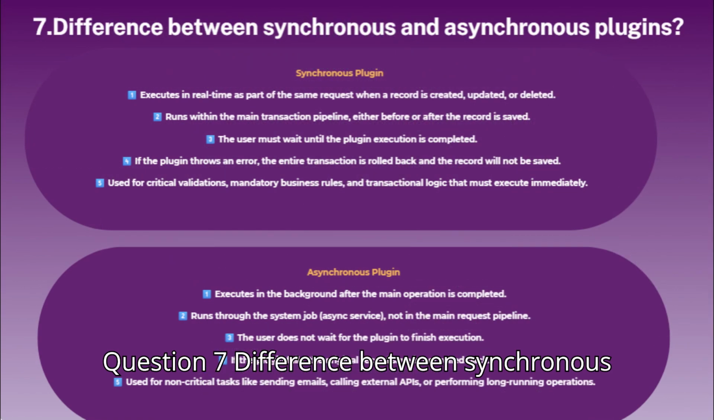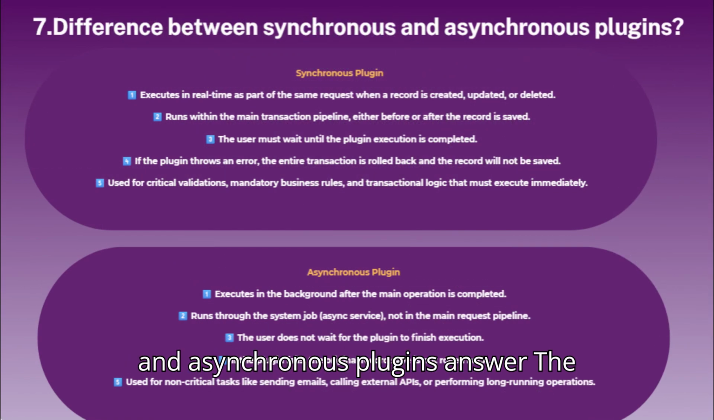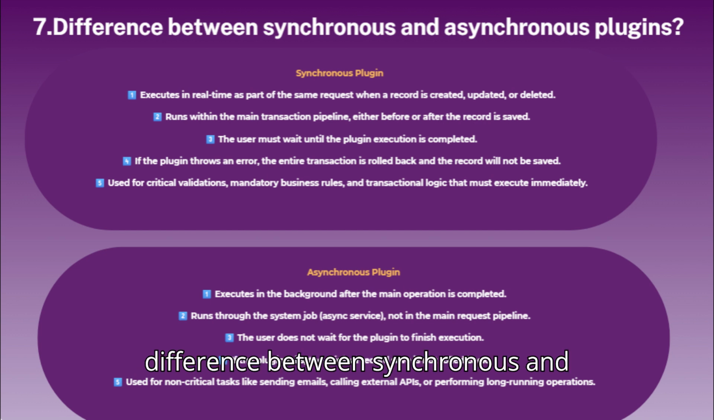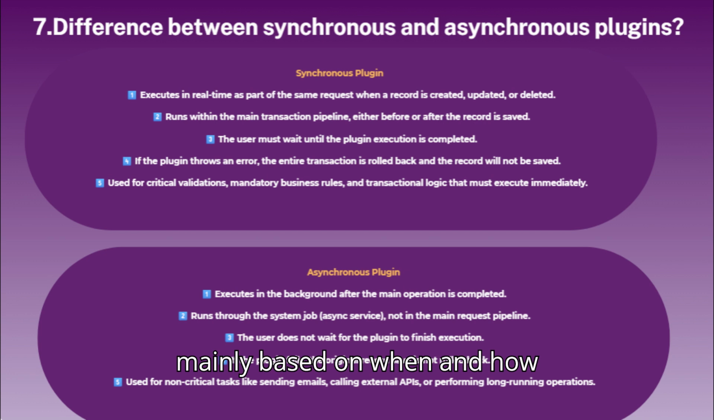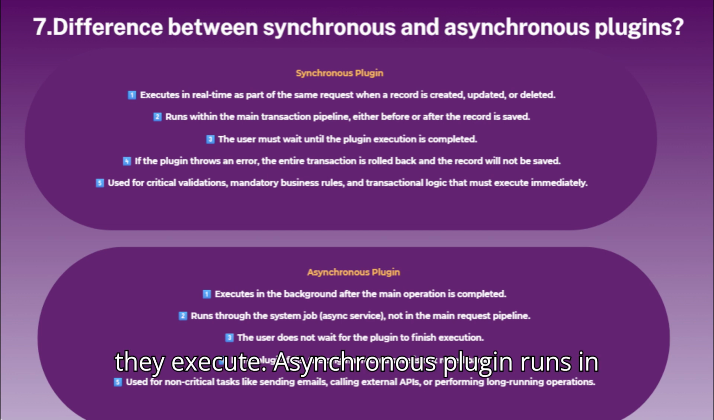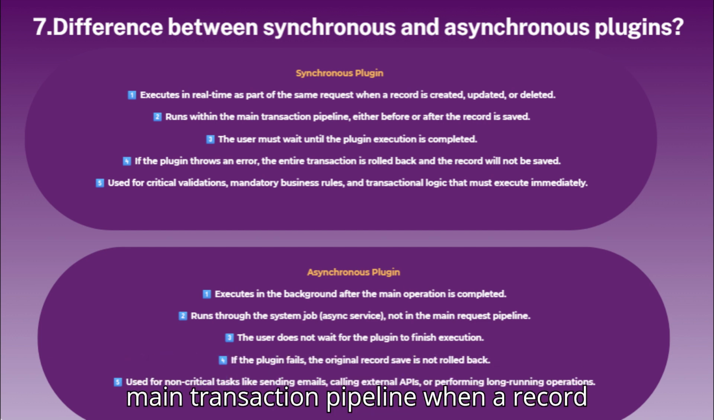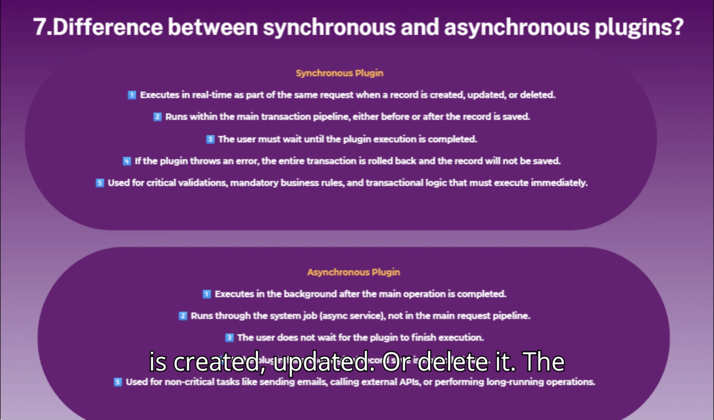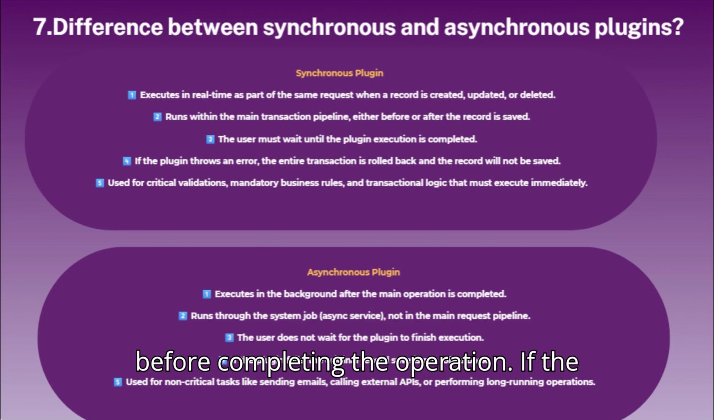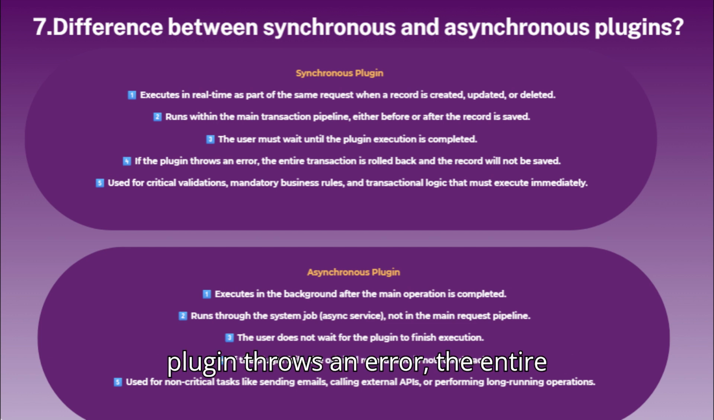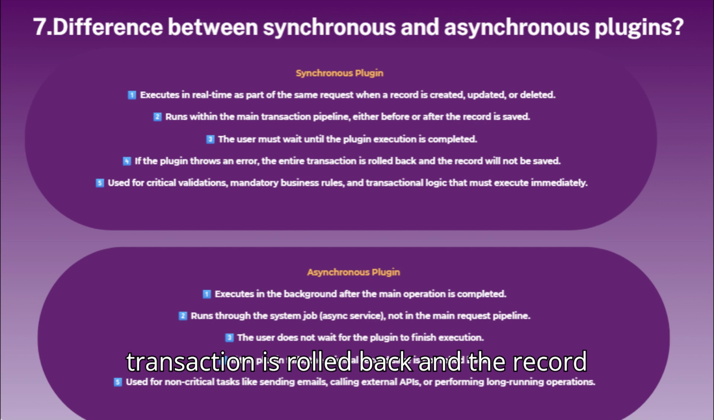Question 7. Difference between synchronous and asynchronous plugins? Answer. The difference between synchronous and asynchronous plugins in Dataverse is mainly based on when and how they execute. A synchronous plugin runs in real time as part of the main transaction pipeline when a record is created, updated, or deleted. The system waits for the plugin to finish before completing the operation. If the plugin throws an error, the entire transaction is rolled back and the record will not be saved.